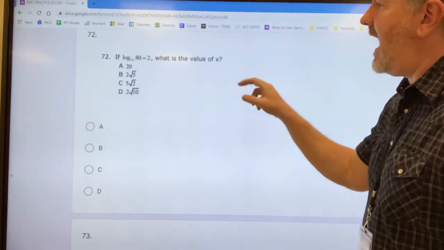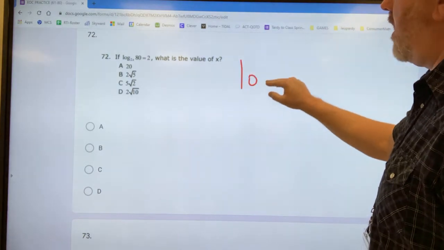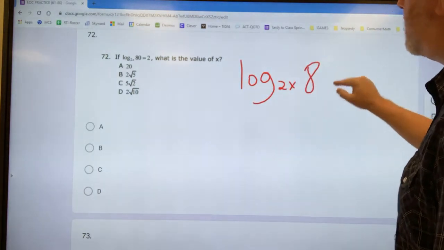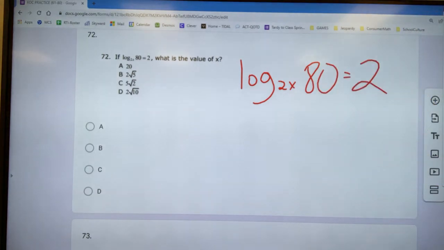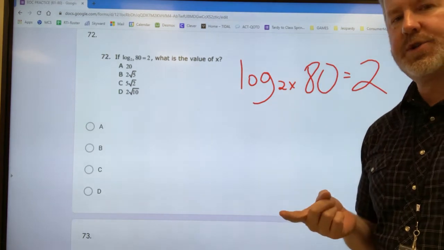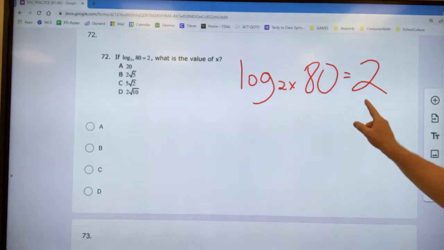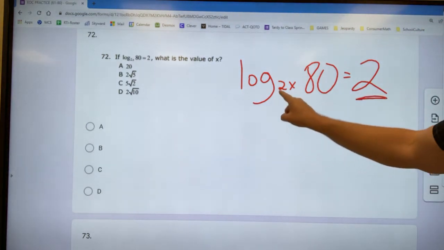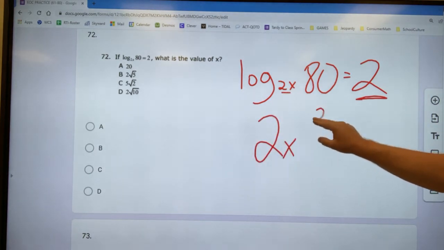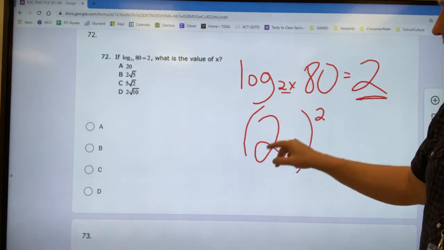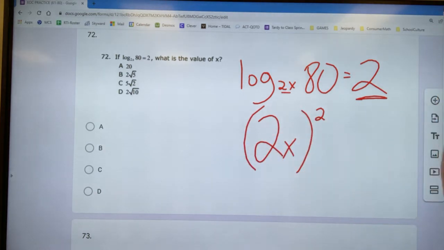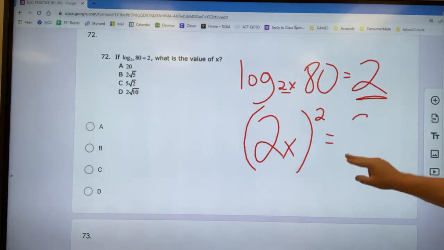So we gotta solve for x in this thing. This is log base 2x of 80, and that equals 2. Almost anytime you just have logarithm equals something, you're going to switch that into exponential form. Remember, the answer is the exponent. This is your new base. The base stays the base. So it's like this, but it's the whole 2x squared. Not just the x, not just the 2. It's the whole 2x squared, and that equals 80.